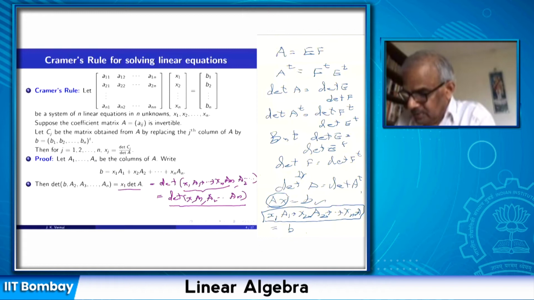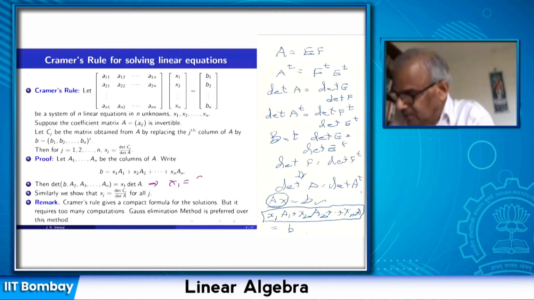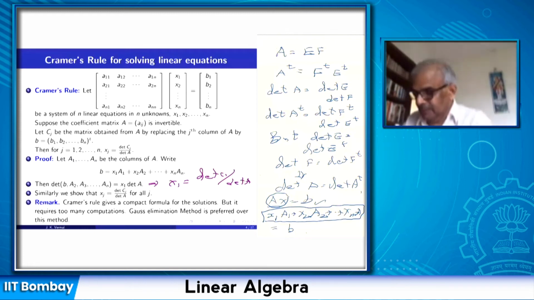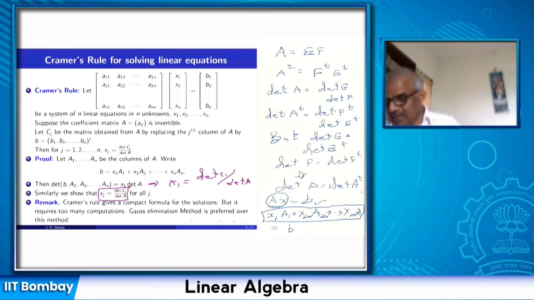So that shows that x1 is equal to the determinant of C1 over the determinant of A. And the same argument will show that xj is the determinant of Cj over the determinant of A. So this is the compact Cramer's rule. But you see, there are too many computations involved.